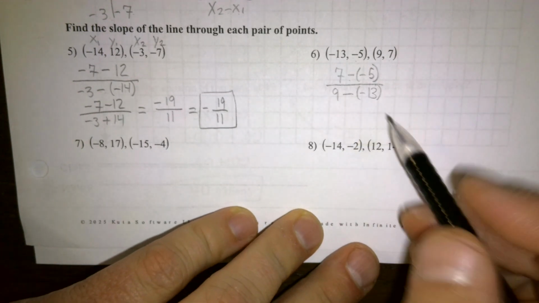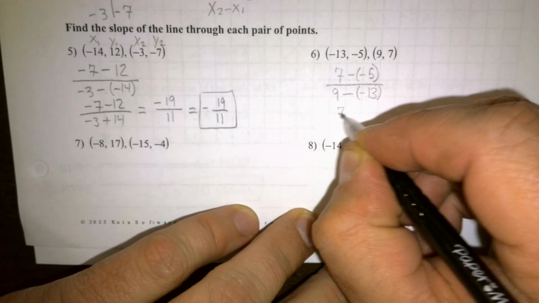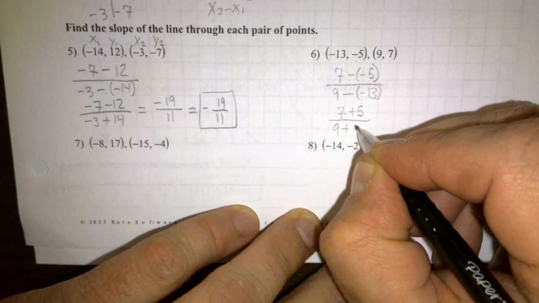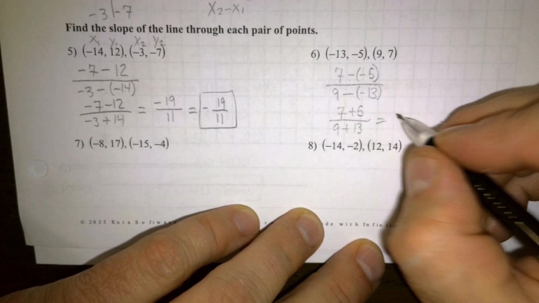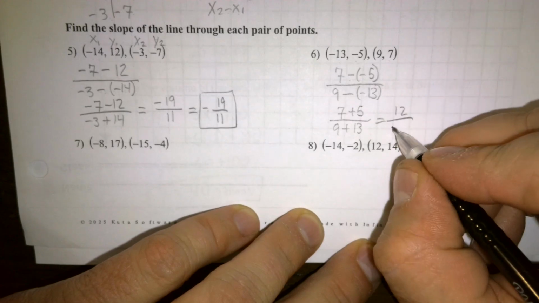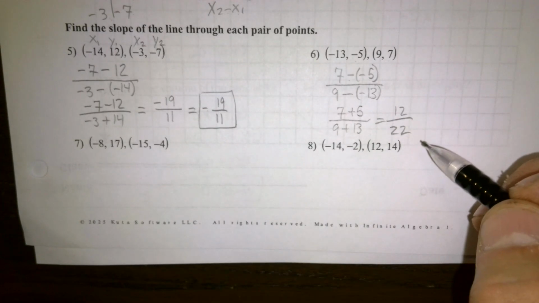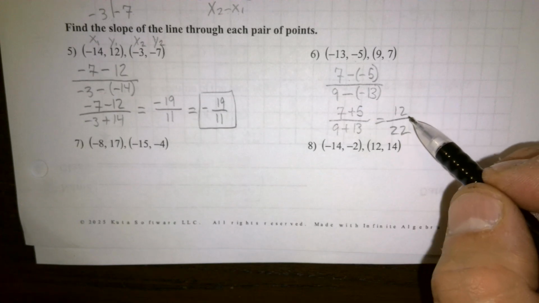So in this case, both the top and bottom, they both have double negatives. So when you resolve this, this actually becomes 7 plus 5 and 9 plus 13. And if I add the tops, I get 12. And if I add the bottoms, I get 22. So 12 over 22 is our answer, but it's not our final answer. This is not fully reduced.